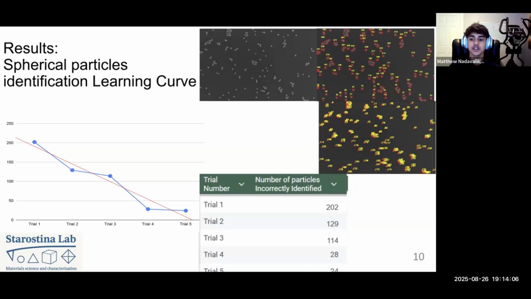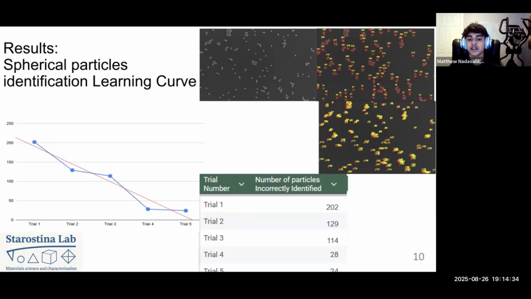For trial 2, shown in the top corner, it incorrectly identified 129 different particles because it failed to distinguish between individual particles and clusters of particles. Compared to trial 5, shown in the bottom right corner, which incorrectly identified only 24 particles, it shows an improvement, as it was much better at distinguishing between individual particles and particles in a group cluster.